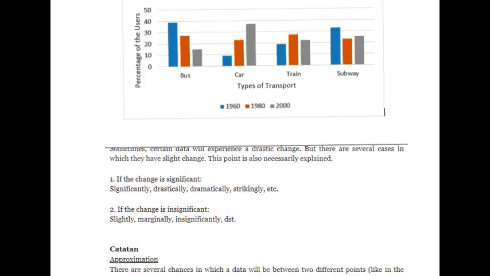Sometimes certain data will experience a drastic change, but there are several cases in which they have a slight change. This point is also necessary to explain if the change is significant. So you can use significantly, drastically, dramatically, strikingly, etc. If the change is insignificant, you can use slightly, marginally, insignificantly, etc.